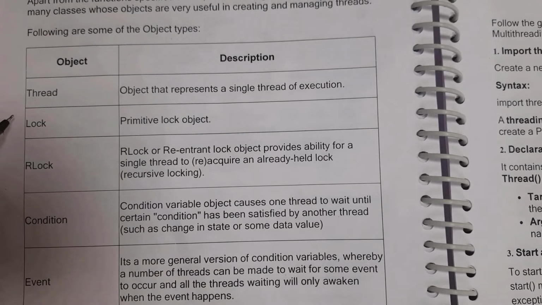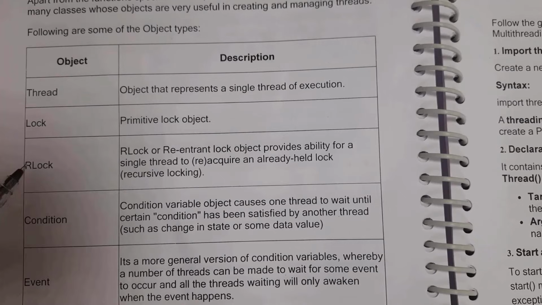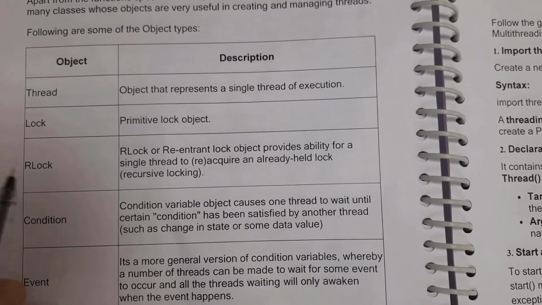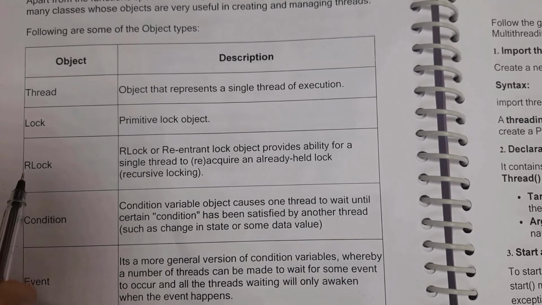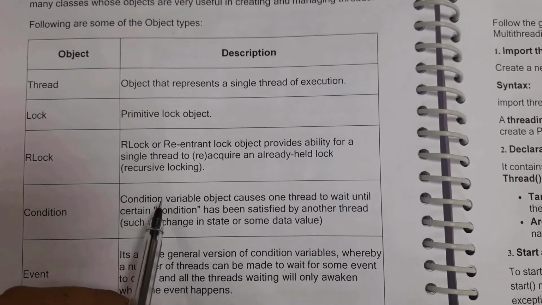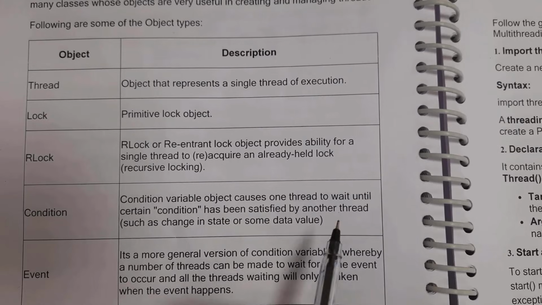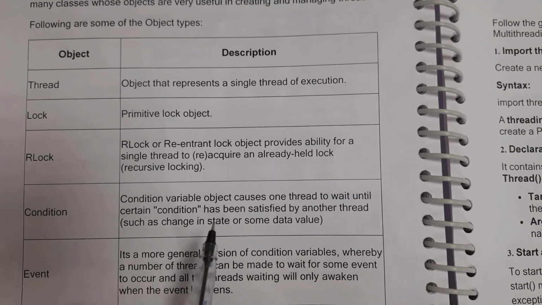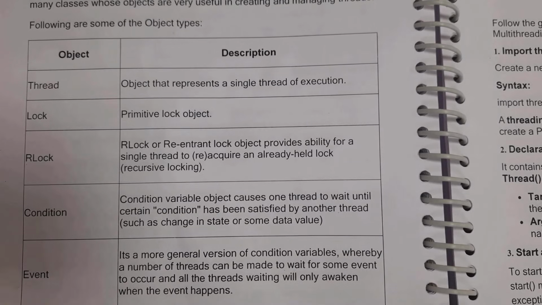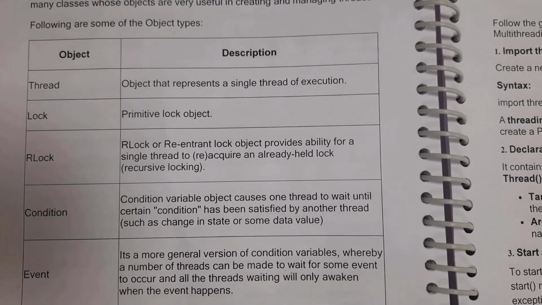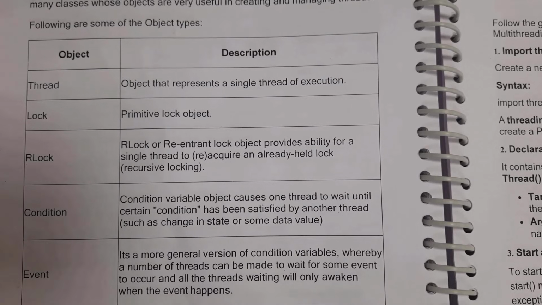And the next one is Lock. Lock is nothing but a primitive lock object. And RLock is nothing but a reentrant lock object, where R stands for reentrant. And the next one is Condition. A condition variable object causes one thread to wait until a certain condition has been satisfied by another thread. That is nothing but one thread needs to wait until the condition is satisfied, and this condition is given by another thread.